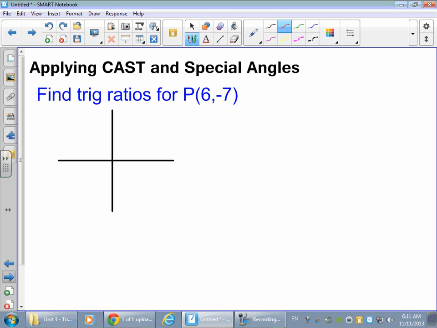Now, this is going to be applying the CAST rule and the special angles. The first one here is not a special angle at all. It's just a CAST rule, but just kind of remembering sort of what CAST tells us, and of course what it means when we read this specific question. Find the trig ratios for this point. So we want to recognize where this point happens to be. This is in XY combination always. So 6 in the X direction, and then negative 7 in the Y direction. Means that my line is out here.